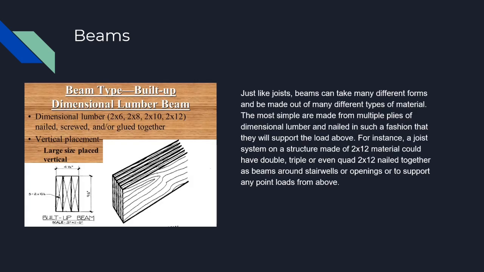Just like joists, beams can take many different forms and be made out of many different types of material. The most simple are made from multiple plies of dimensional lumber and nailed in such a fashion that they will support the load above. For instance, a joist system on a structure made of 2x12 material could have double, triple, or even quad 2x12 nailed together as beams around stairwells or openings or to support any point loads from above.